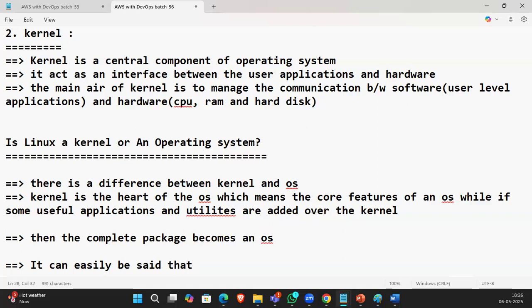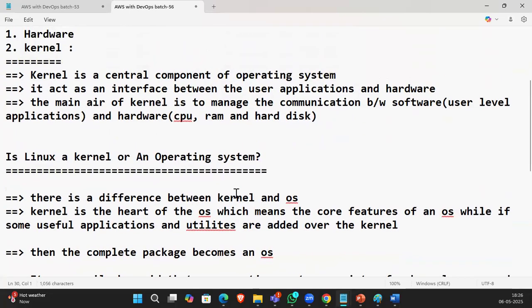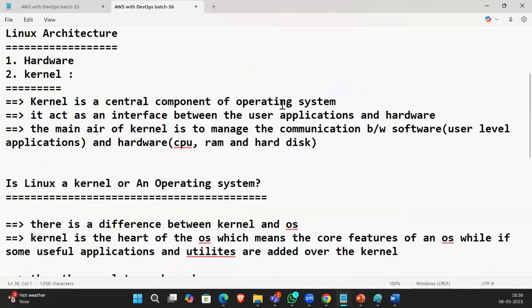So an operating system is nothing but a kernel space and a user space, right? What is a kernel? Kernel is the central component of the operating system. It acts as an interface between the user application and the hardware. So the main aim of the kernel is to manage the communication between software and hardware. Okay, kernel is not an OS.